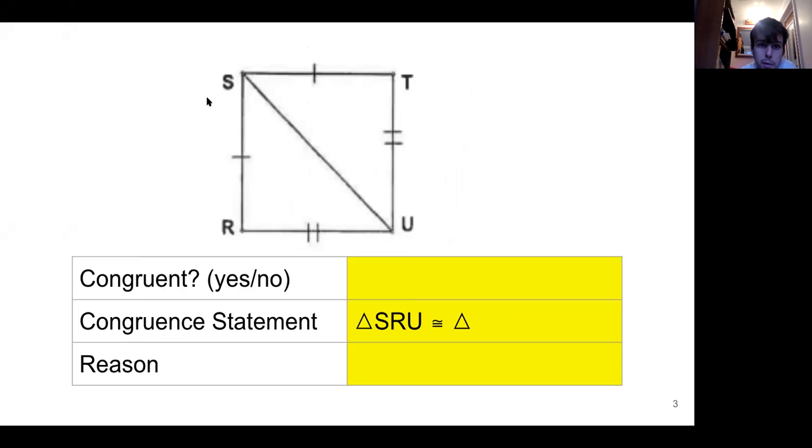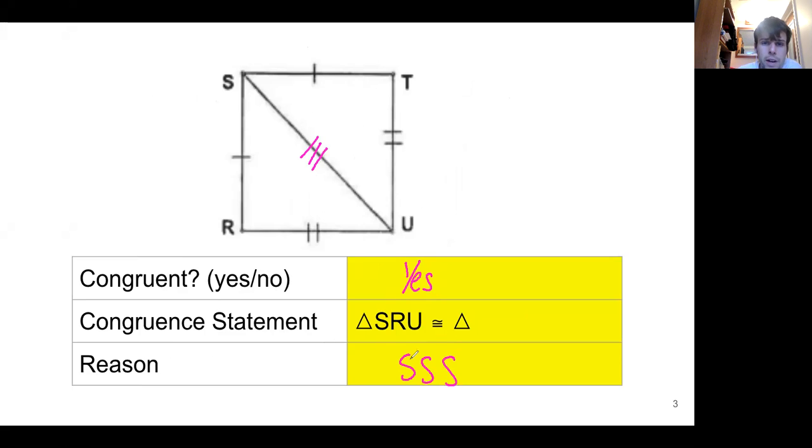So first problem here, we have these two triangles here, SRU and this other one. And the first thing I notice about them is they do have a shared side, which I do want to mark. Once I do that, we have 1, 2, 3 side pairs. So these are congruent. And the triangle congruence reason we're using is SSS, side, side, side.